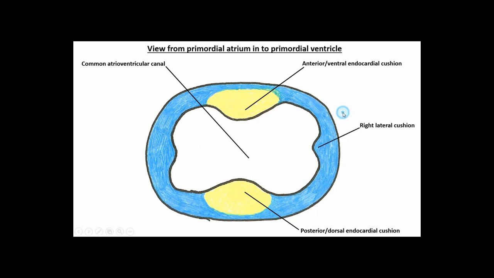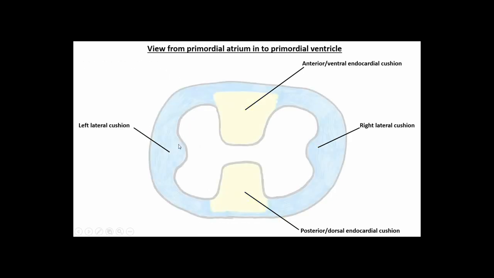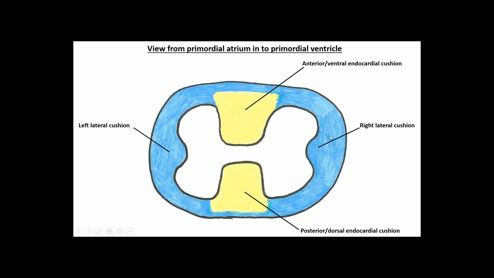Now, alongside these, we have little blebs on the right and left side called the left and right lateral cushions that help to impinge the canal a bit.